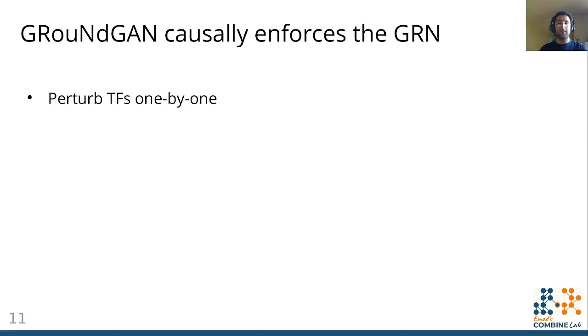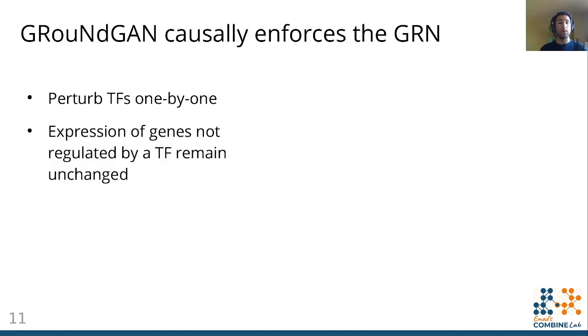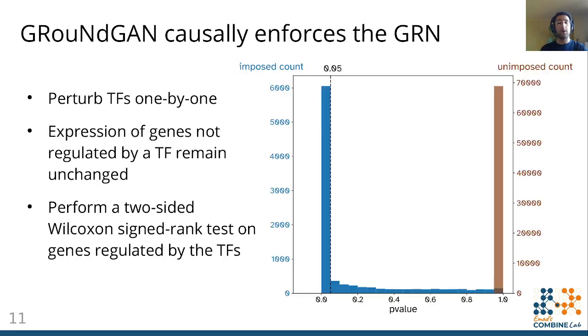And on the same subject, we have a second experiment where we perturb TFs one by one, and we verify that the genes not regulated by the TF remain unchanged in terms of expression. And to quantify how much the genes that were regulated by the perturbed TF change, we perform a two-sided Wilcoxon signed-rank test, and we obtain mainly very small p-values under 0.05.